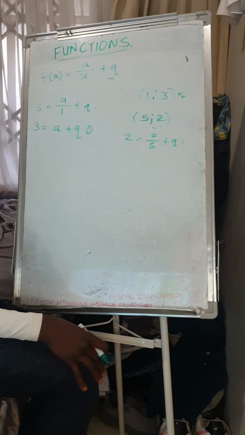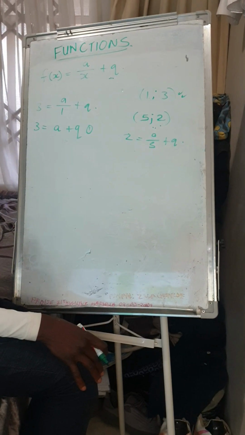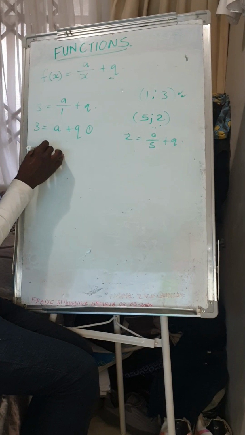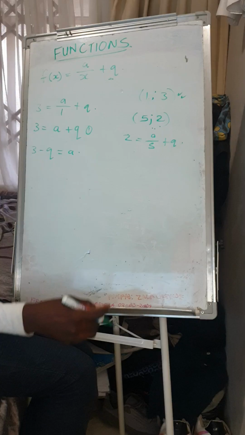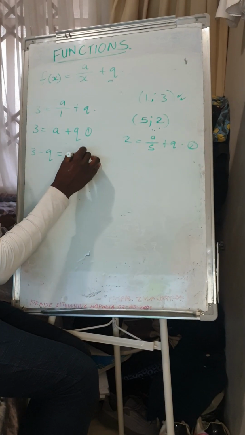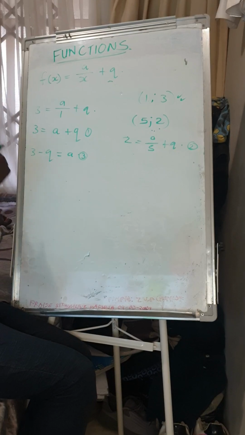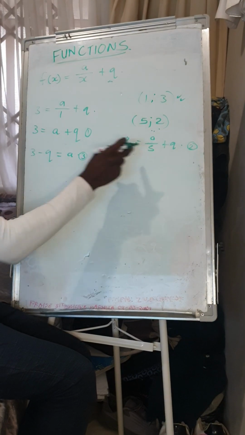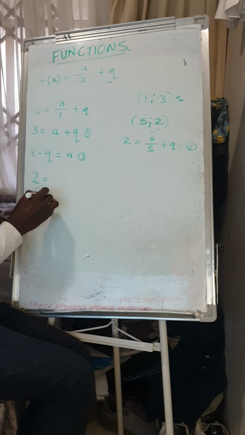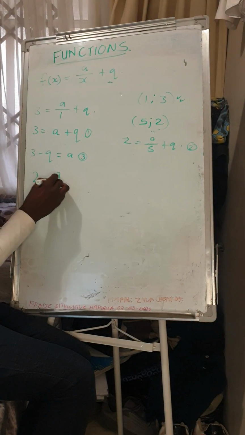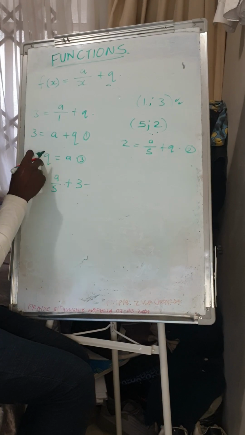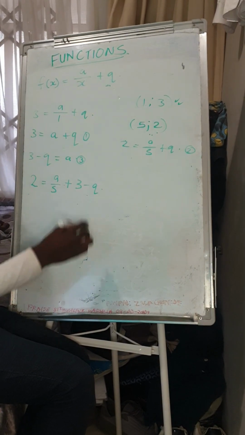In terms of what? In terms of q. In terms of a. Whatever. We can say 3 minus q equals a. We've manipulated. This is 2. This is 3. Right. Now take this one and put it there. You have 2 equals a over 5 plus 3 minus, remember, this is a, q.